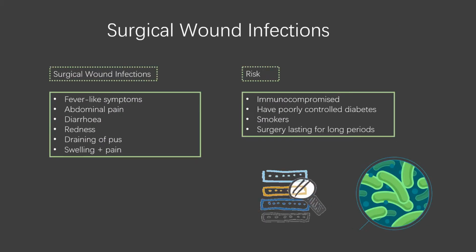While some cases are asymptomatic, these infections can cause fever-like symptoms, vomiting, redness around the wound, draining of pus from the site of surgery, swelling, pain, and bloody diarrhea, which is caused by the toxins damaging the intestines.